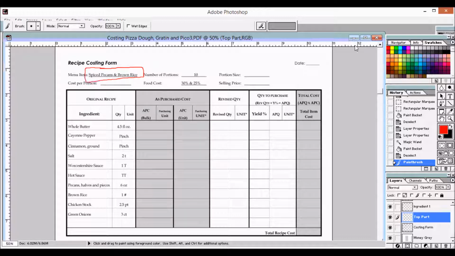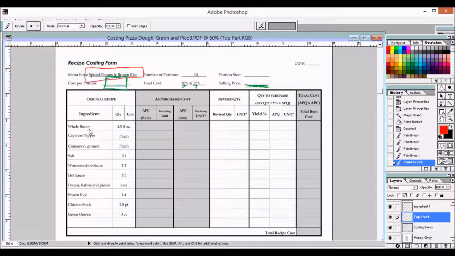Hopefully, we'll get to this point right here where we can find the cost per portion. And ultimately, not necessarily in this video or in this section of the course, we're going to talk about what it means to have a 30% or 25% or 28 or 32% food cost and ultimately get our selling price to put on the menu. But that's not really our goal today. Our goal is just to figure out how much these ingredients cost us.